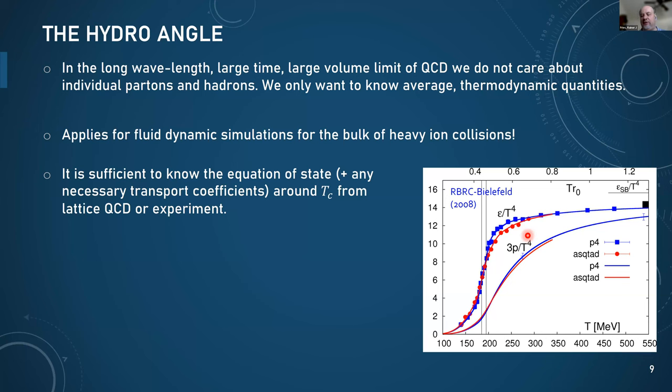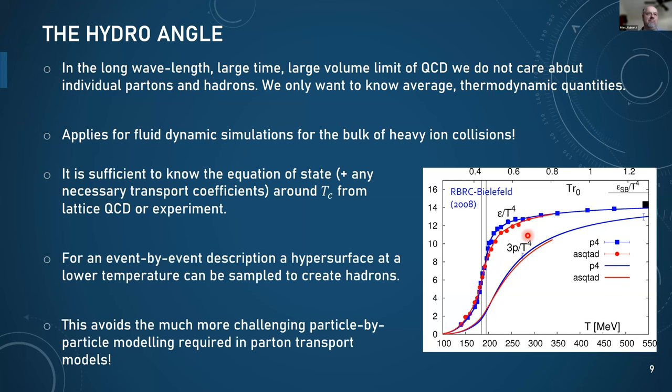But in fluid dynamics, a lot of people have worked very hard on this, but it's now very easy to do. So you have the equation of state. And of course, what you get are all these average quantities, but you can turn them into hadrons if you run events by sampling a hypersurface later on, right? So that's how it is usually done. But I would say that is also one very valid approach to hadronization.